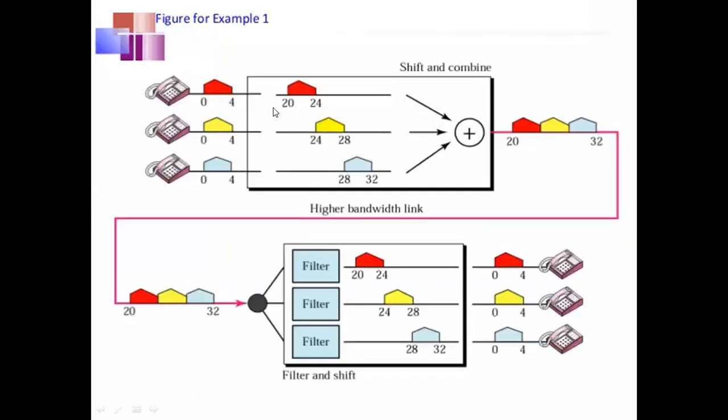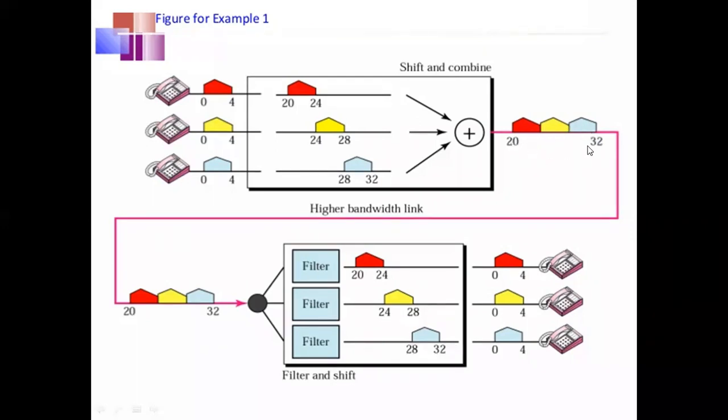So now see that, the first signal, 0 to 4K, has 20 to 24. The second signal, 0 to 4K, has 24 to 28. And the third signal, 0 to 4K, has 28 to 32. Now 20 to 24 is one signal, 24 to 28 another signal, 28 to 32 another signal. So all these are multiplexed. 20 to 24 is the red shade, 24 to 28 is the yellow shade, and 28 to 32 is the blue shade.